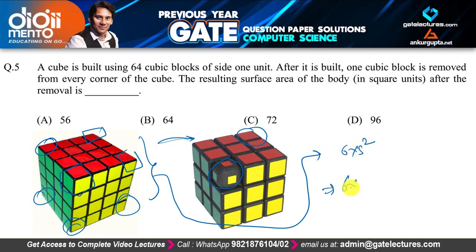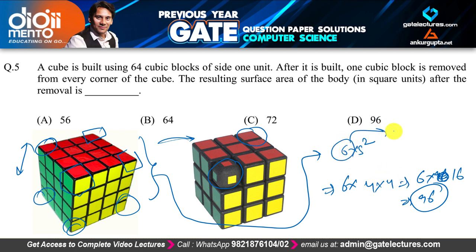So here 6 into side is 4 into 4, that is equal to 6 into 16, which is equal to 96. So 96 is the surface area of this particular cube. Why are we using this 6? Because there are 6 faces.